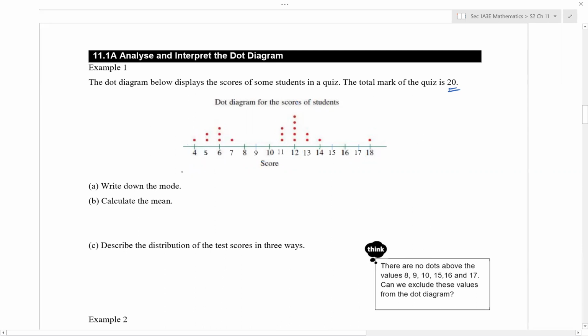In part A, we can see that the mode is very easily obtained from a dot diagram because the mode refers to the value that occurs most frequently. And in a dot diagram, it will be the one that is the tallest. So in this case, our mode is 12 marks. Please do not forget to write down your units. Now next, part B, to calculate the mean.